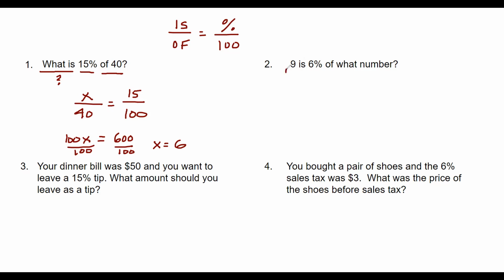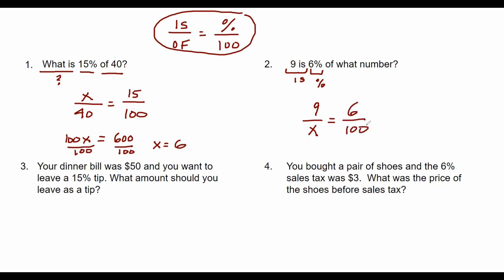Let's move on to question 2. 9 is. So that tells us that this is the is part. The percent is always going to have a percent symbol after it. 6% of what number? Now, this is the kind of question where this formula up here is the most helpful. But let's fill it in. 9 goes in the is spot. Of is the one we don't know. 6 is our percent. And 100 always goes in the bottom right-hand corner.